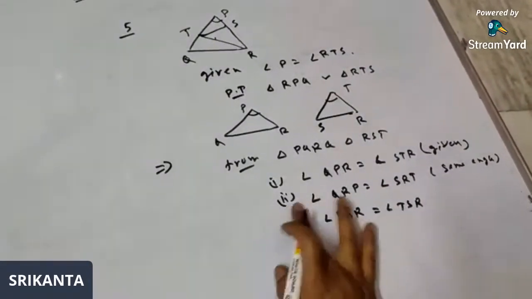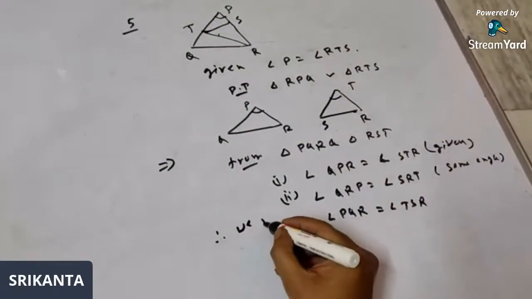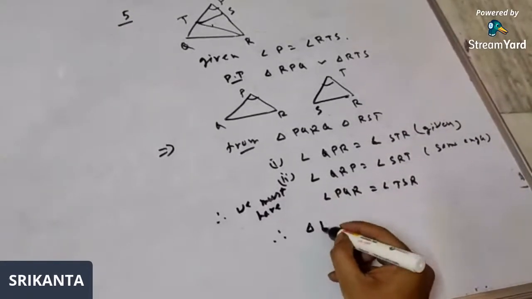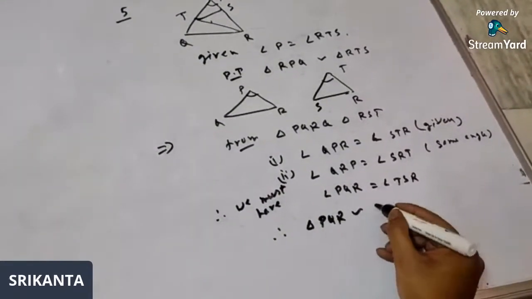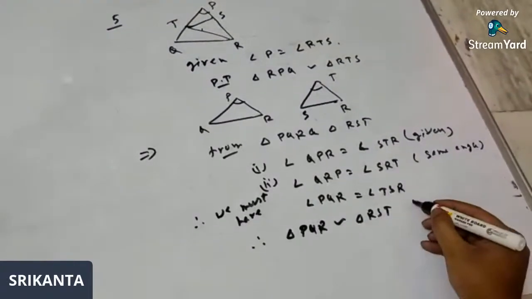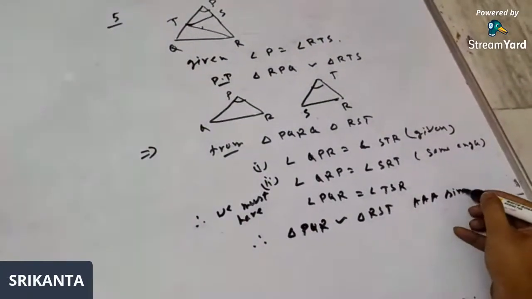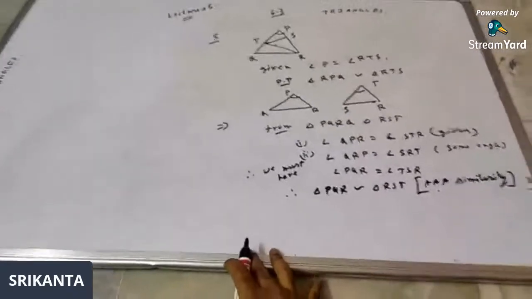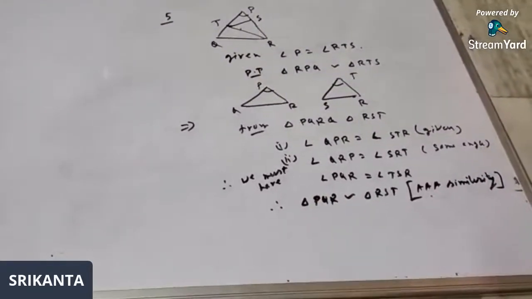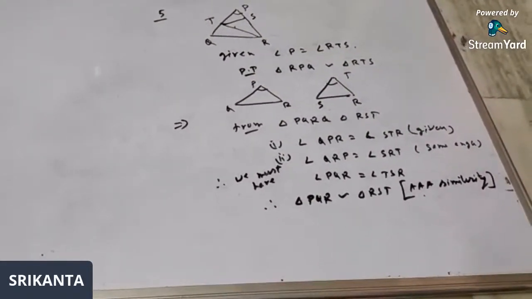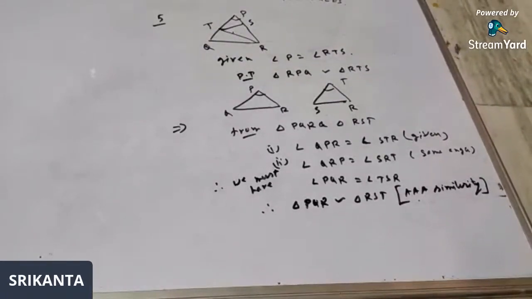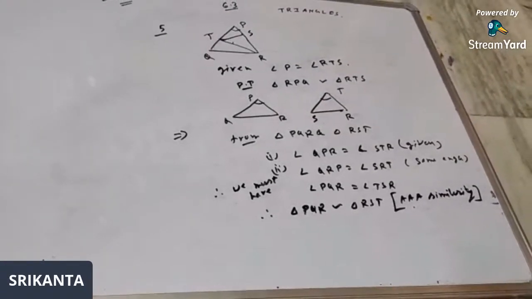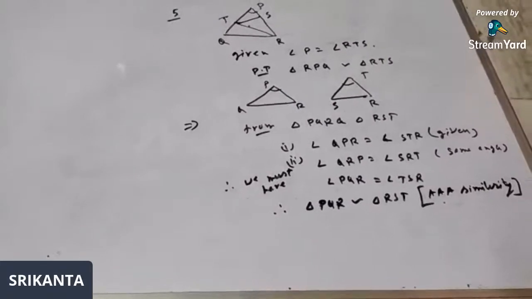Right? Don't write like that. Therefore, we must have triangle PQR similar to triangle RST. Why? Angle, angle, angle similarity. Clear, students? So it's just a matter of perspective, right? Now let us continue and do our next question.